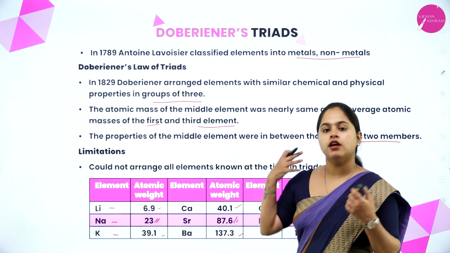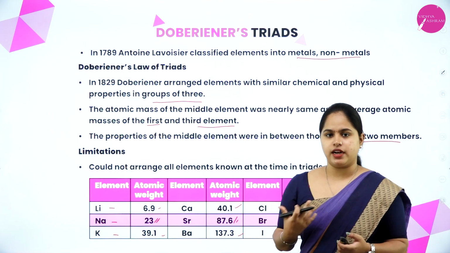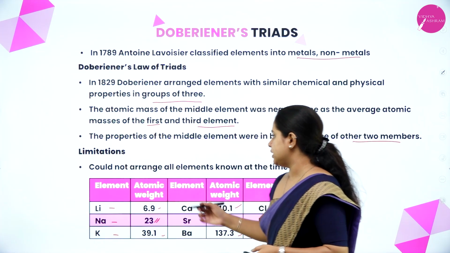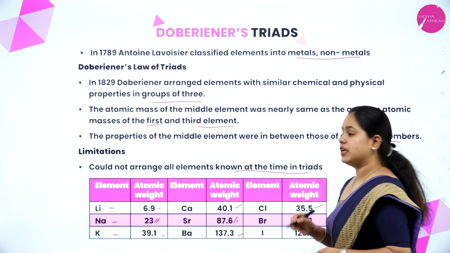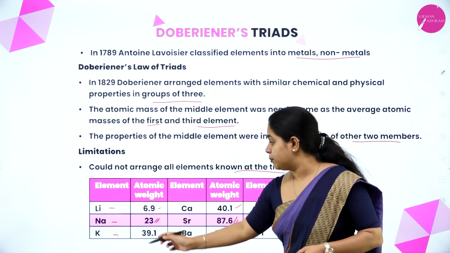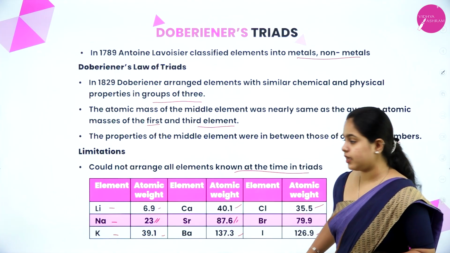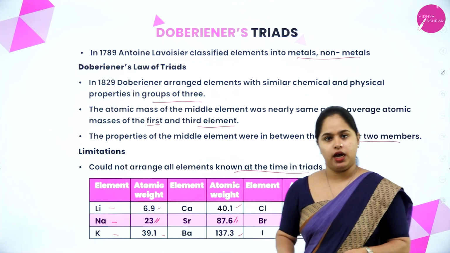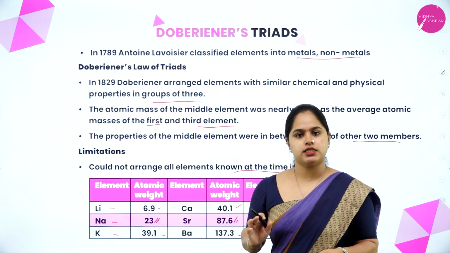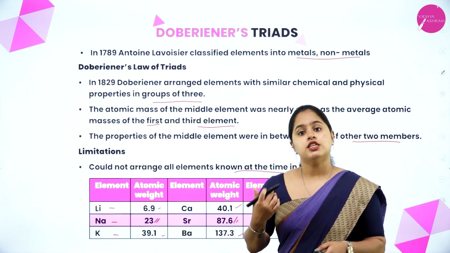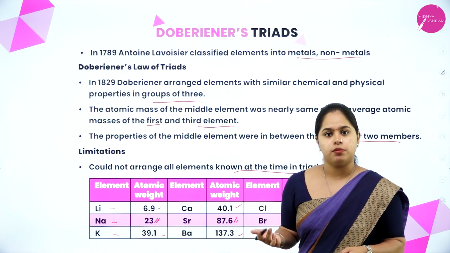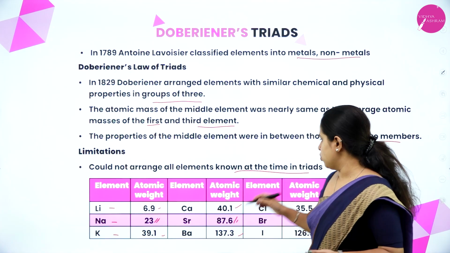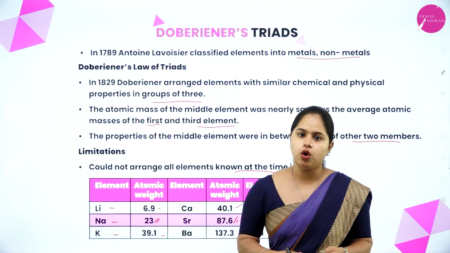This is not the final way in which elements were classified, right? So what were the limitations of it? It could not arrange all elements known at the time in triads. He was only able to formulate 3 triads: lithium, sodium, potassium; calcium, strontium, barium; chlorine, bromine, iodine. These were the only 3 triads he was able to formulate. He was not able to classify all the known elements at that time. So this was the limitation of Dobereiner's triads.